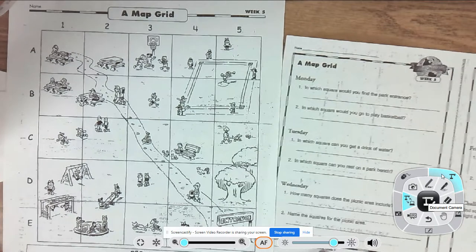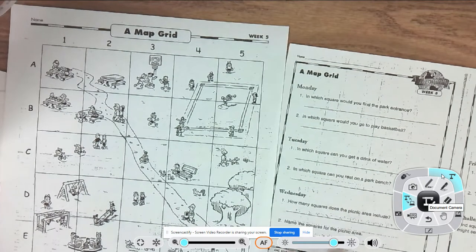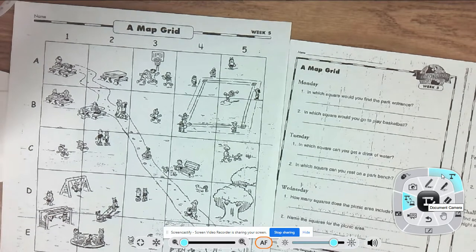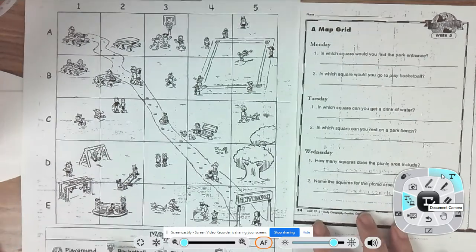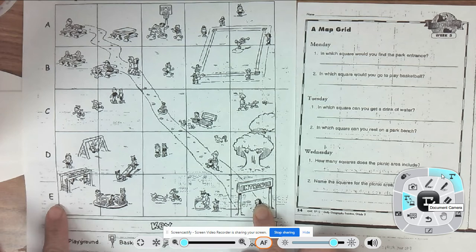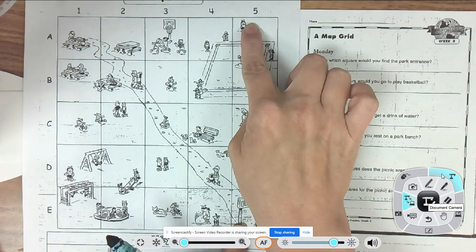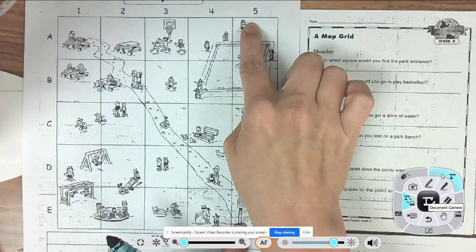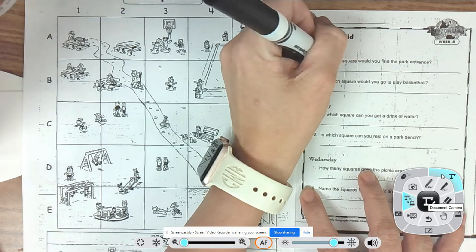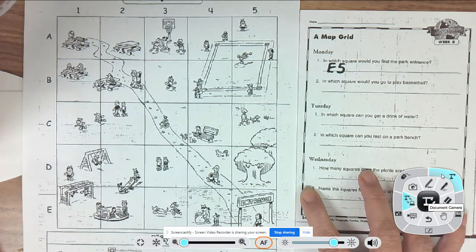For Monday, we had 2 questions. The first one, in which square would you find the park entrance? So on my map, I need to find the park entrance. And we always do the letter first and then the number. Our letter is E. Our number is 5. So what we're going to write is E5 on our paper. Number 1 for Monday is E5.